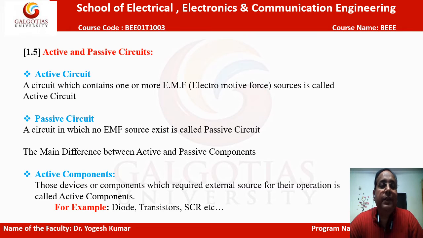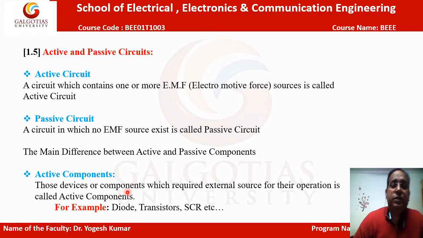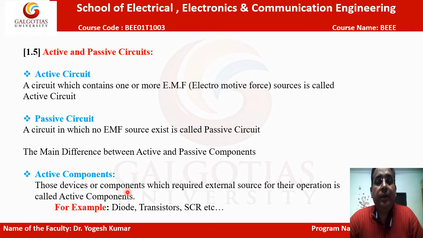Now the next differentiation is between active and passive circuits. Active and passive circuits depend upon which circuit has an electromotive force and which does not. Any circuit having an electromotive force is called an active circuit, and any circuit not having any EMF source is called a passive circuit. So the basic difference between the active circuit and the passive circuit is whether it includes an EMF or not. Then it also depends upon which type of component is used. Active components are those which require an external source for their operation, just like a diode and a transistor.